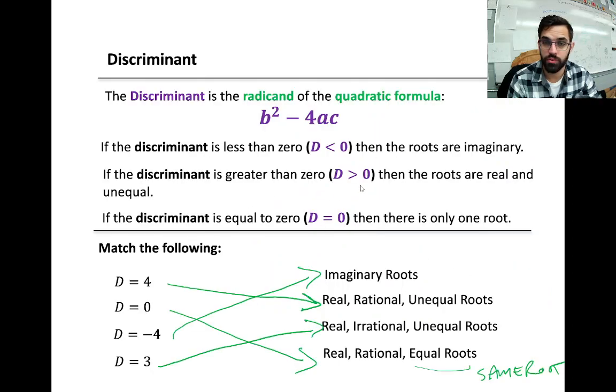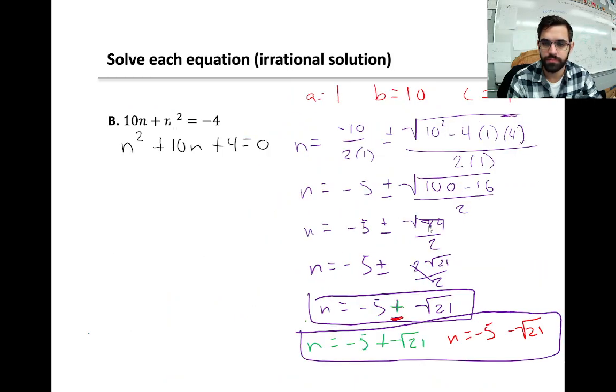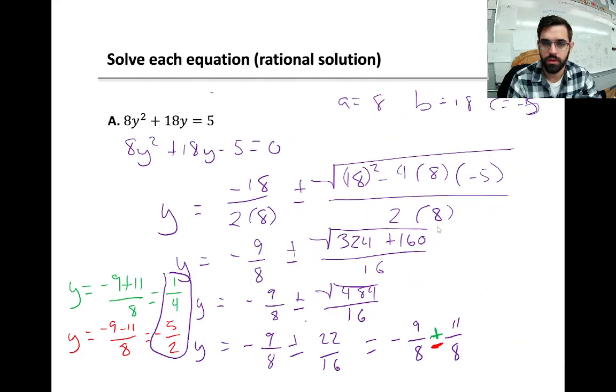If the discriminant is greater than 0, as in it's positive, then there are two roots that aren't equal to each other. So like in this case, we have two roots and they're different. And in this case, we have two roots and they're different. And by roots, I mean solution. I'm using those words interchangeably. Maybe it'll make more sense when we get to graphing. But when I say roots, I mean solutions.